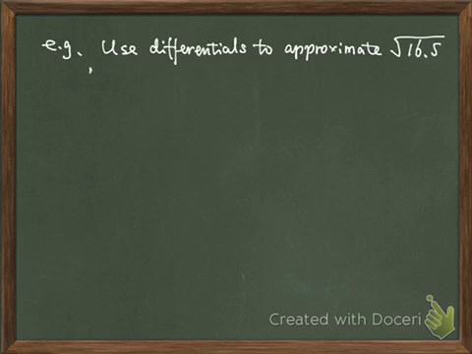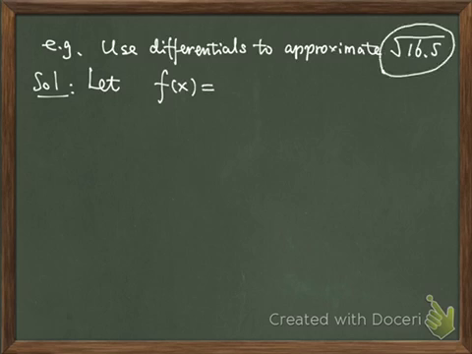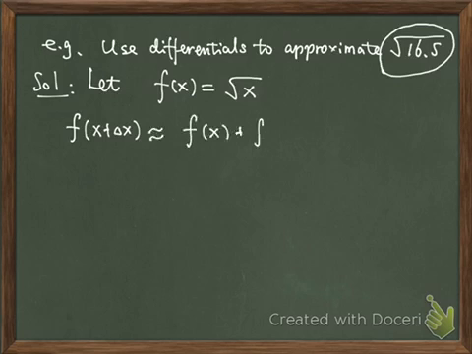Now, here's the solution. Let's let the function f of x be something similar in this form for square root. So I would like to set f of x as square root of x. Now, by the formula we just talked about, f of x plus delta x is going to be approximately valued as f of x plus f prime of x times dx.